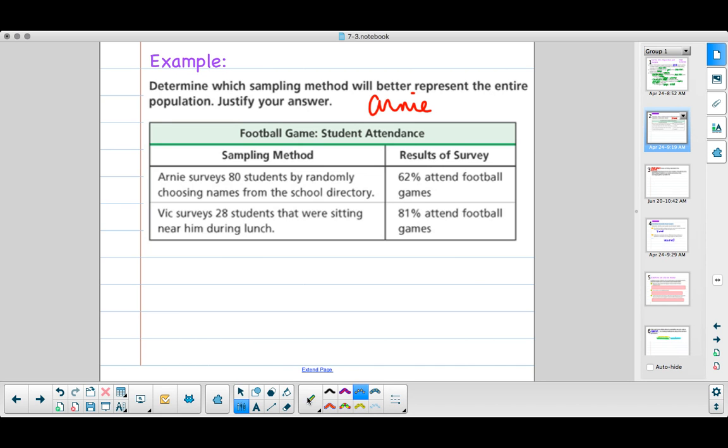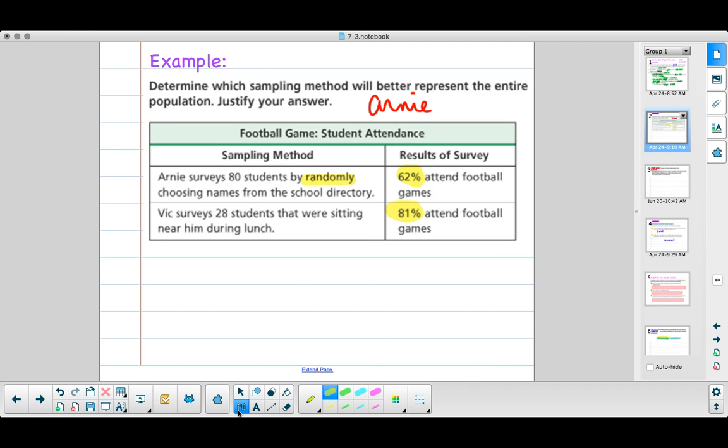And there's a couple reasons why. Since Arnie is doing a random sample, he's just randomly choosing names from the school directory, there's no rhyme or reason, there's no bias. It's a more fair population. The other thing is that Vic is sitting at lunch, and let's say Vic is a football player. He would more than likely be sitting with other football players or other people who like football or cheerleaders that go to the games. So therefore, it would make sense that his number is a little bit higher than Arnie's.